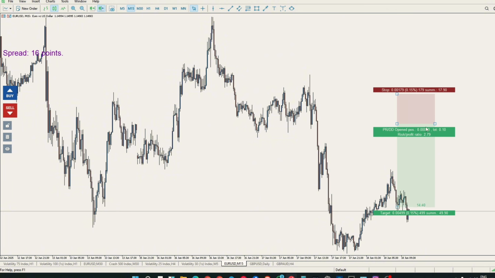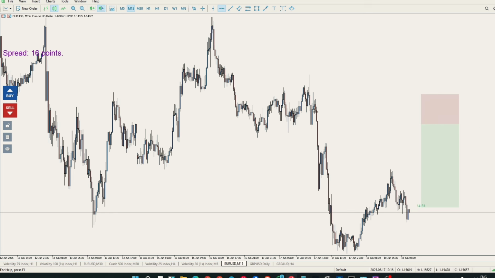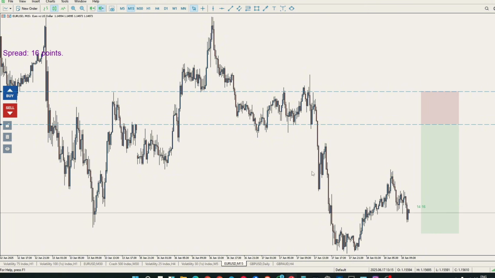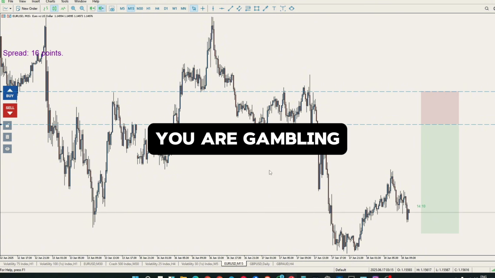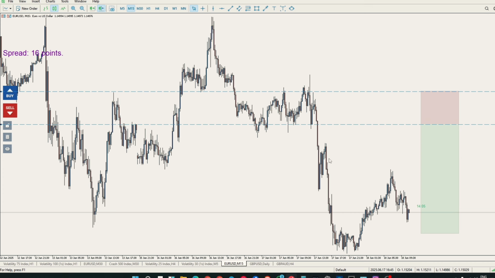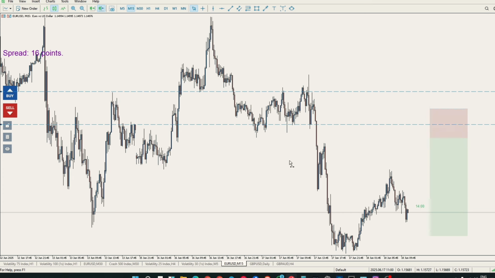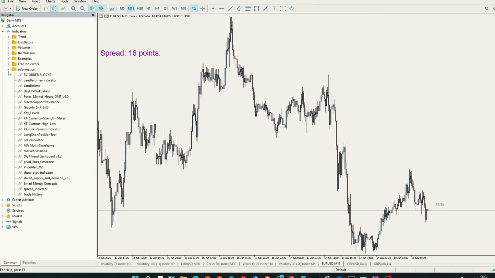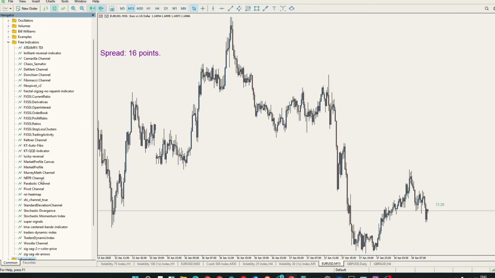In the end, indicators are just tools. It's how you use them that determines your success. If you rely on signals without understanding them, you are gambling. But if you use indicators to assist your decision, you are making smarter, informed trades. In trading, success doesn't come from blindly following signals. It comes from interpreting information, recognizing patterns, and making strategic moves.